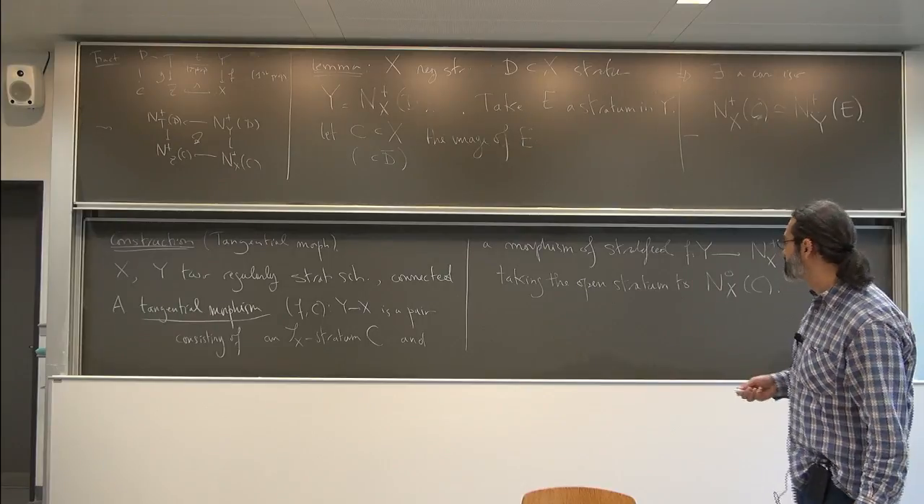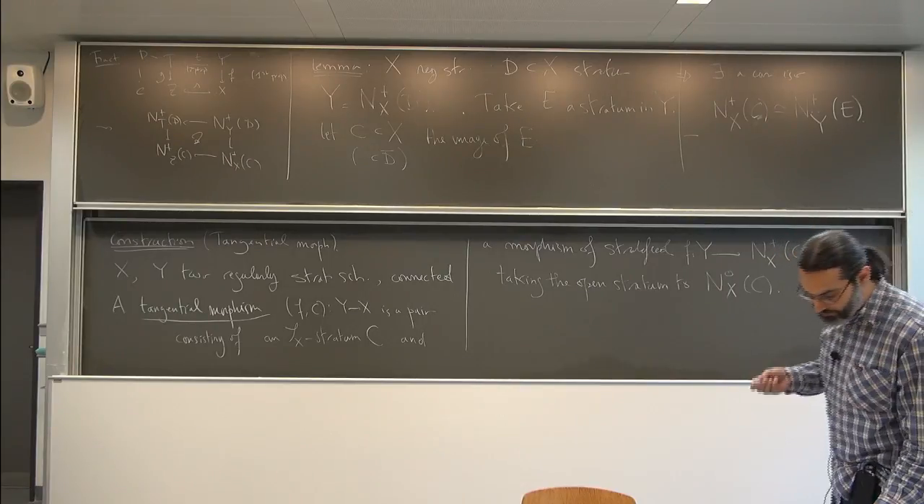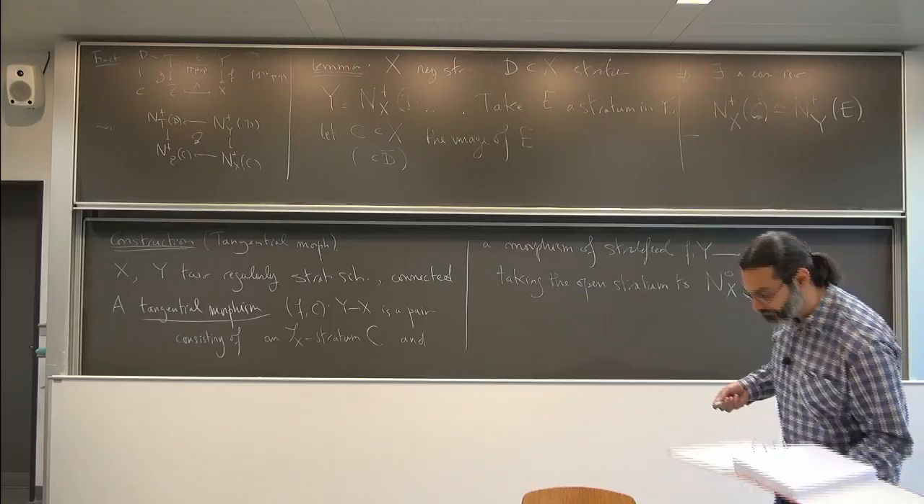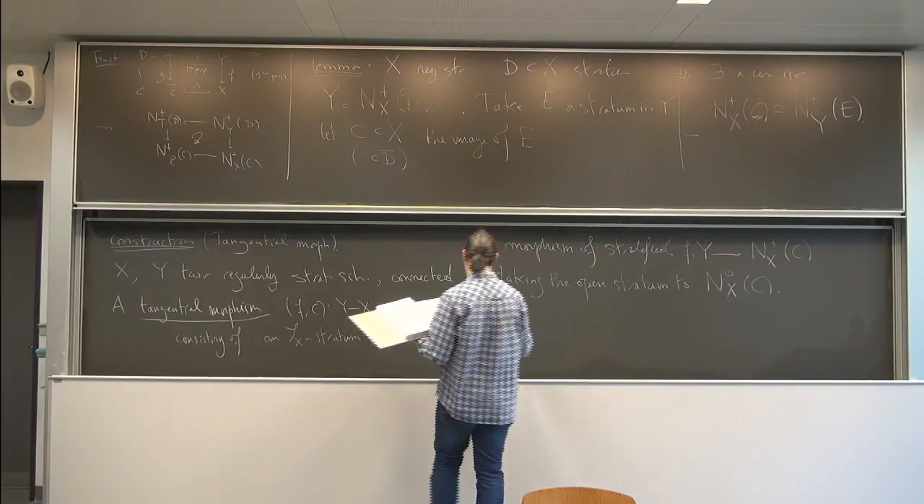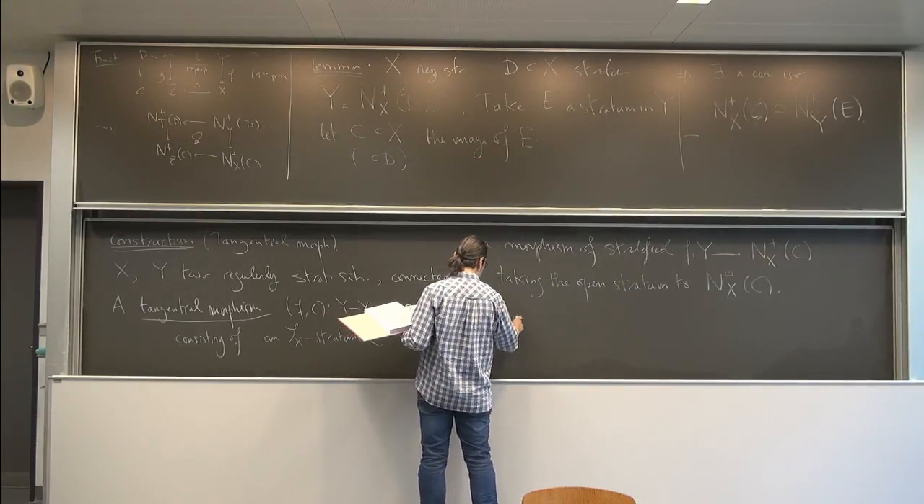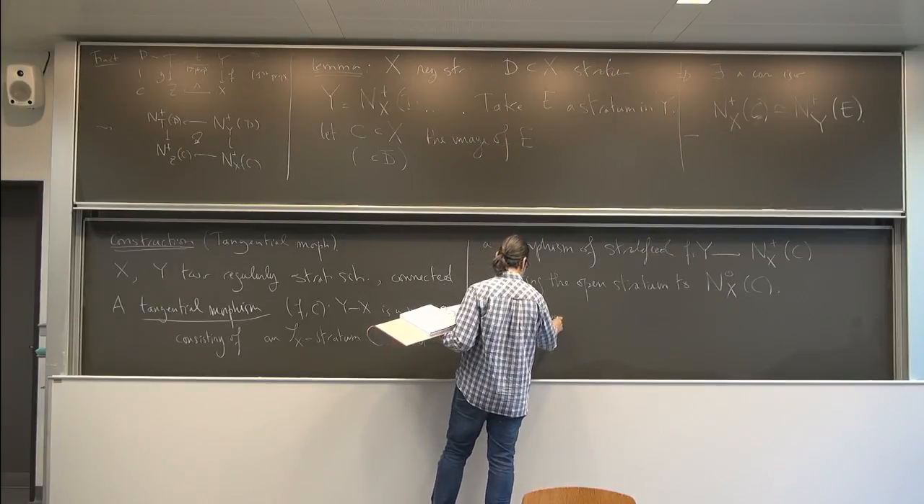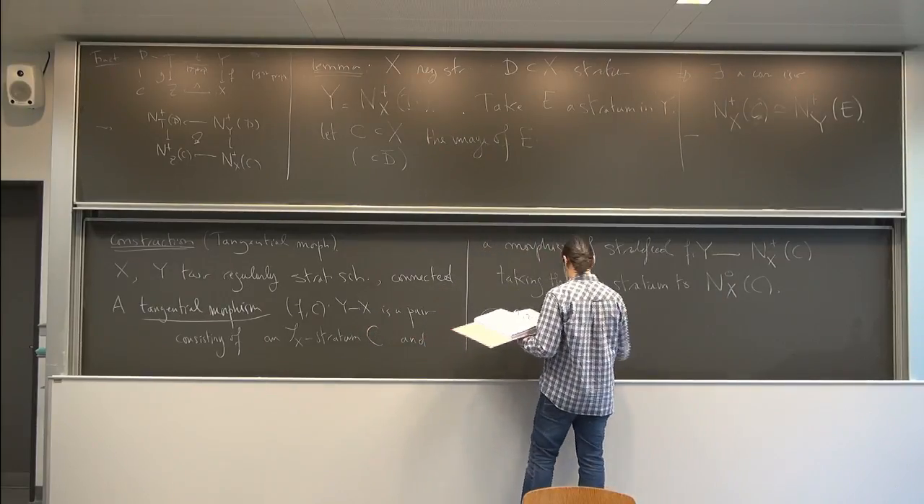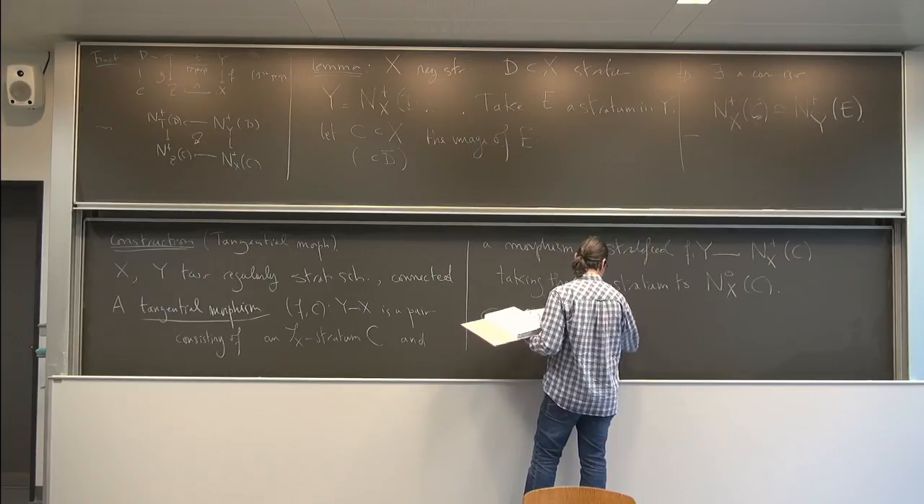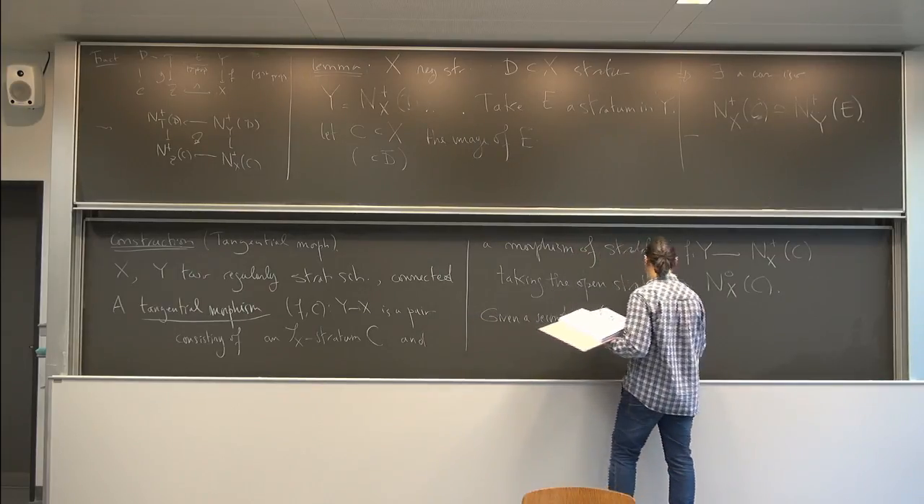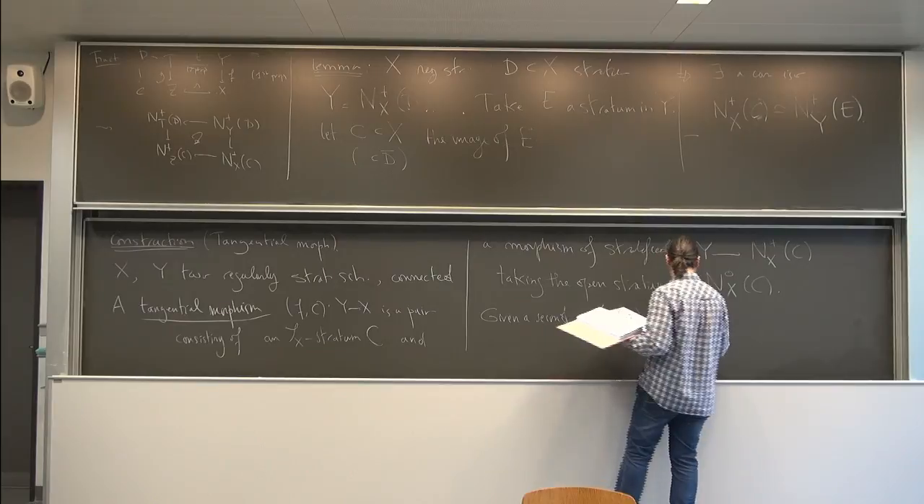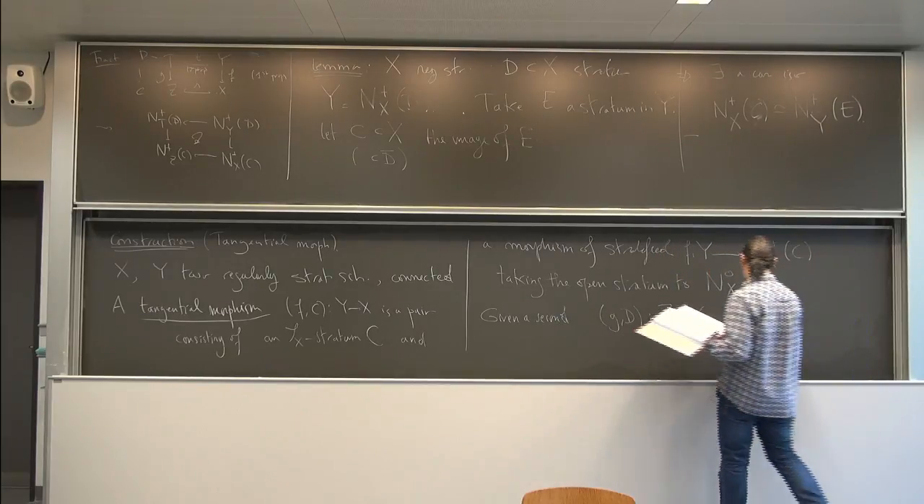So up to now, it's no construction. It's just a definition. So the construction is of the composition. So given a second such thing, (G, D) going from Z to Y, the composition is defined as follows.